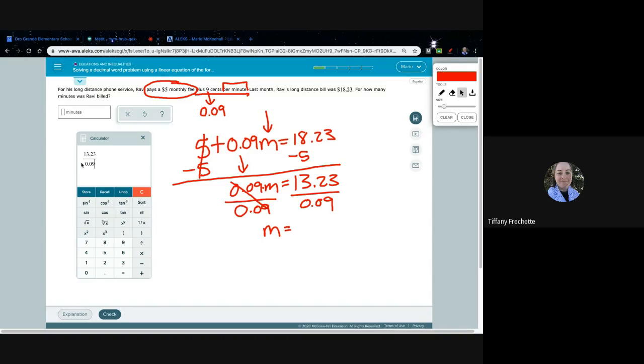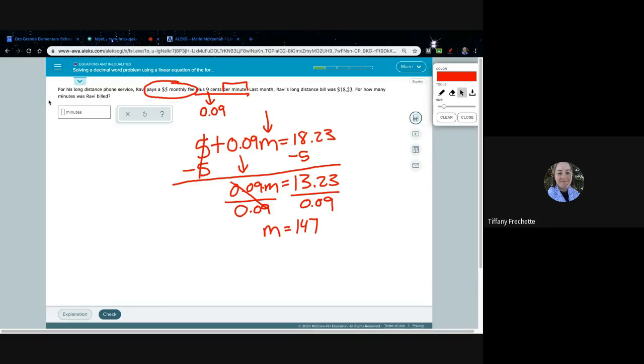0.09. I'm used to calculators just putting that first zero in there for me, so I started to just type .09. It doesn't put the 0 in for me. I have to put it in there. All right. So we have 147 minutes of phone calls. So this isn't just one phone call. He made 147 minutes of long distance calls. It's not necessarily how many calls, but we know how many minutes he used anyway. So he used 147 and we check it.